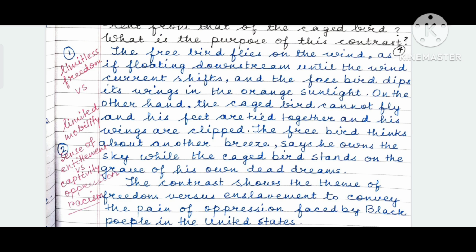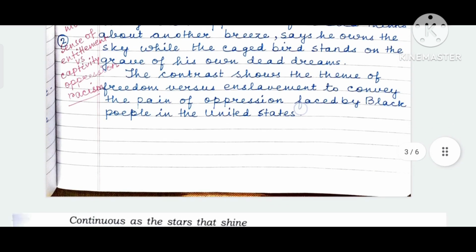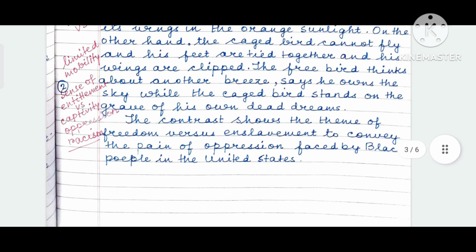Now, what is the purpose of this contrast? Let's see. The contrast shows the theme of freedom versus enslavement to convey the pain of oppression faced by black people in the United States. I am referring to oppression and racism prevalent in the United States. So dear students, this is how you are supposed to answer the questions.